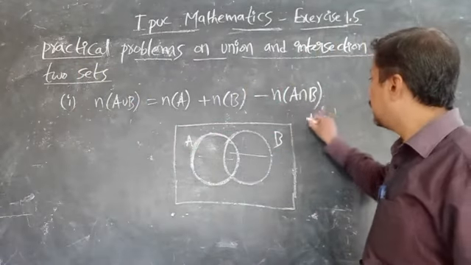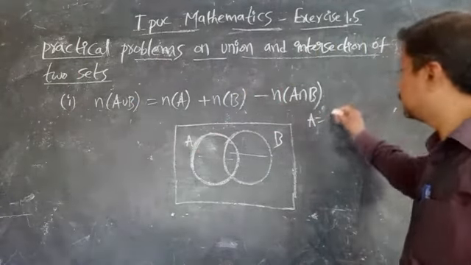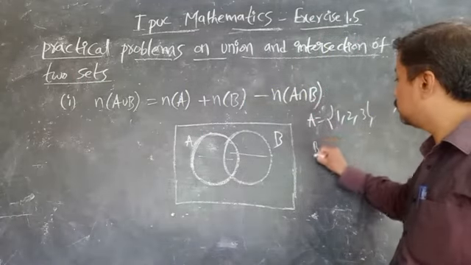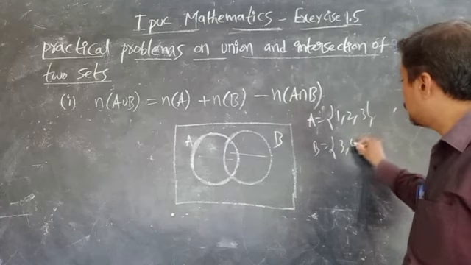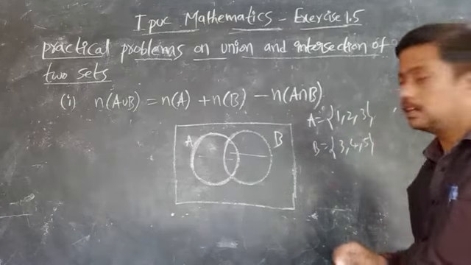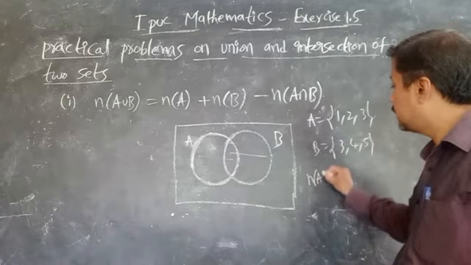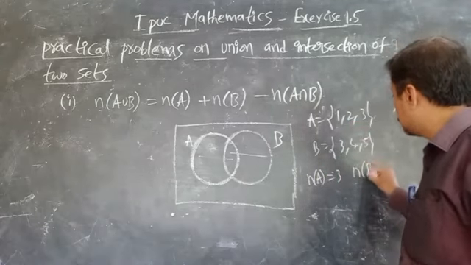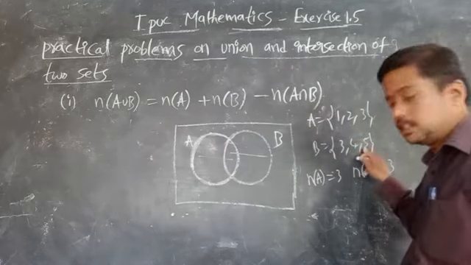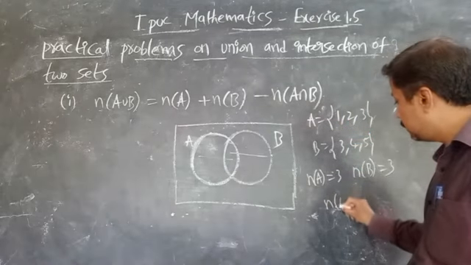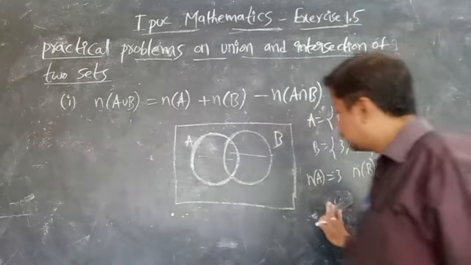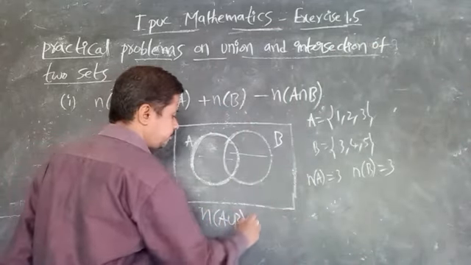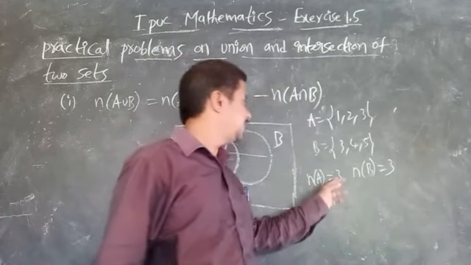So A is equal to 1, 2, 3. B is equal to 3, 4, 5. What is n of A? n of A is equal to what? 3. n of B is equal to 3. Suppose we do n of A union B. n of A union B is equal to, what happens? Suppose we do 3 plus 3.